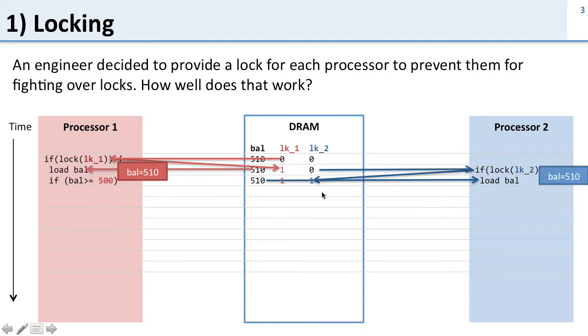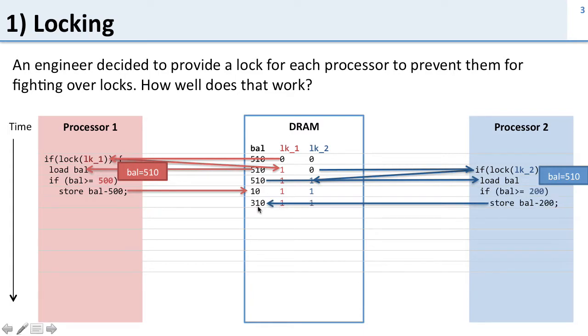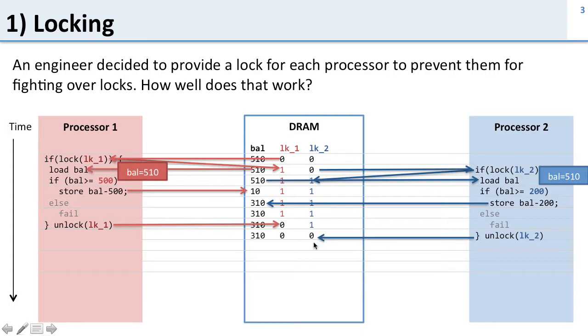Now both of these processors think the balance is 510, and they both think that they have permission to access the data. So they go ahead and update their value. This one stores the new balance of 10. This one goes through and does its computation, and stores a new balance of 310. Then when they're done, they go ahead and release the locks. So this one releases its lock, and this one releases its lock.